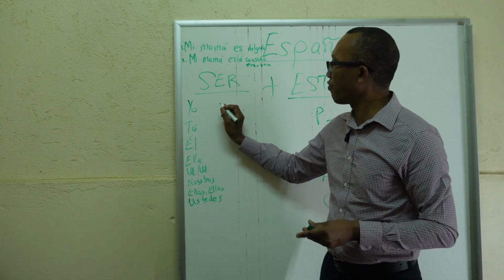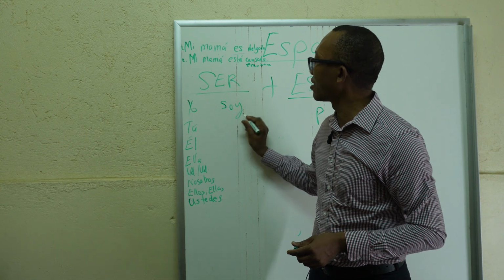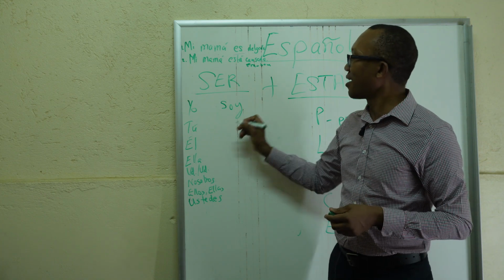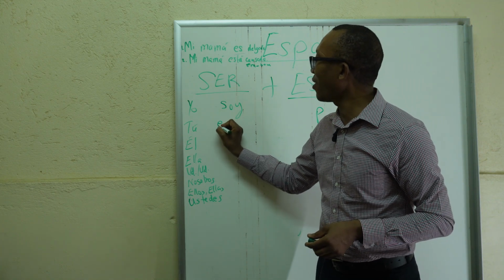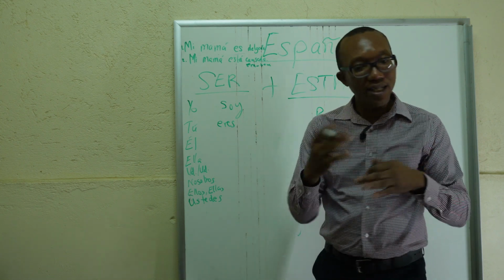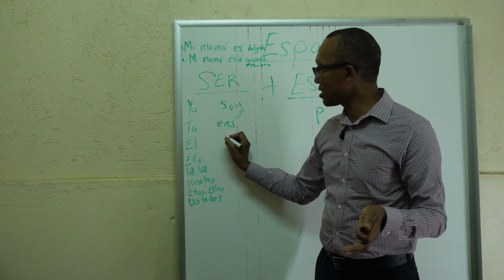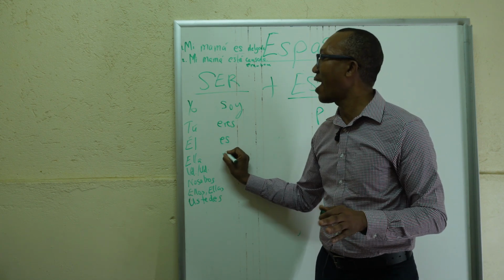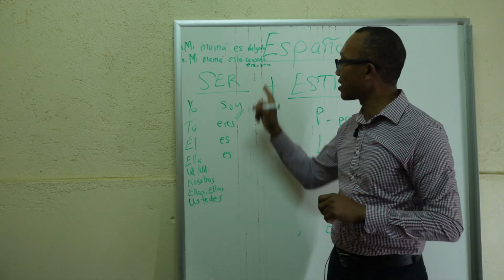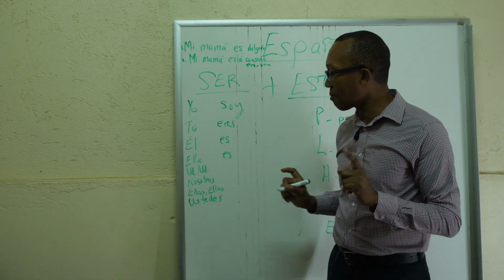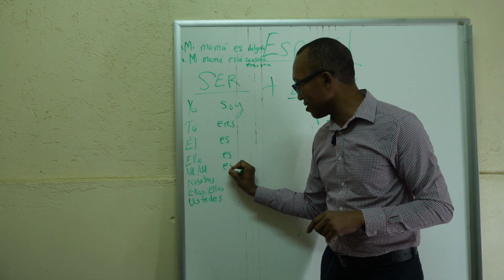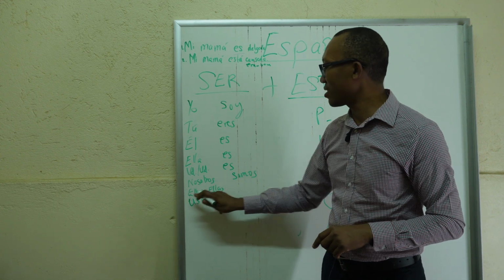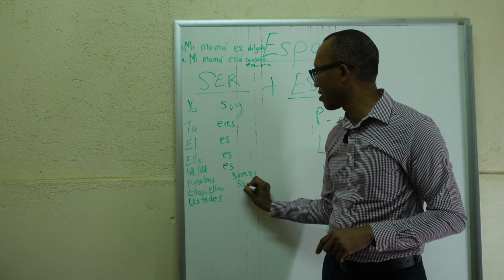So for SER, we're going to have, so yo soy. So I am slim, yo soy delgado. You are slim, tú eres delgado or delgada, male or female. He is slim, él es delgado. She is slim, ella es delgada. Because you have to remember the gender, guys. You must always remember. Usted will be es. Nosotros somos. Ellos, ellas son.